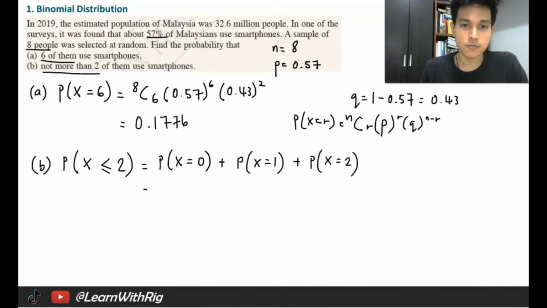Clear? So all of this you have to find. So if X equals 0, what's the formula? 8 choose 0, then the P value is 0.57 power 0, then 0.43 power 8. Okay, 8 minus 0 is 8. So this is the first part.